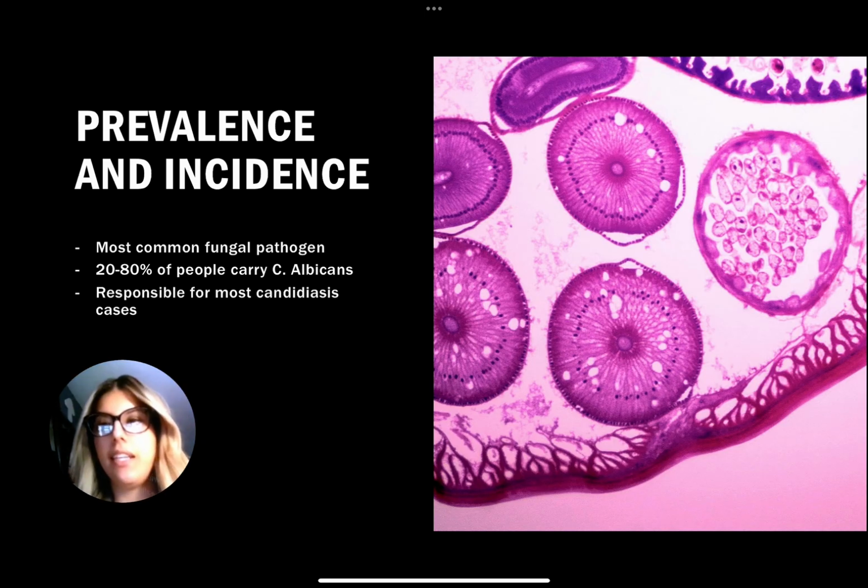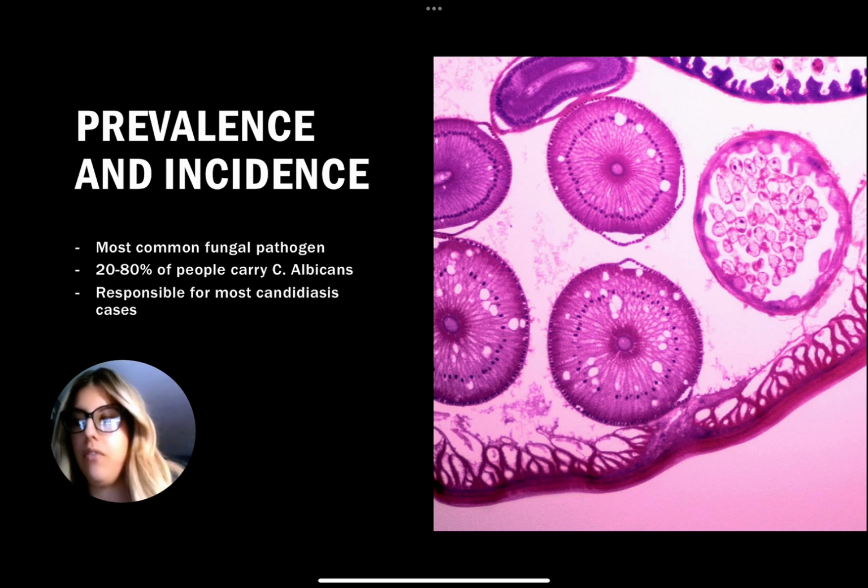Okay, starting with slide 10, prevalence and incidence. So Candida is one of the most common fungal pathogens worldwide. Some of these people even carry it without having symptoms, so it can cause a bigger issue for them. So they do see a significant portion of Candida cases.